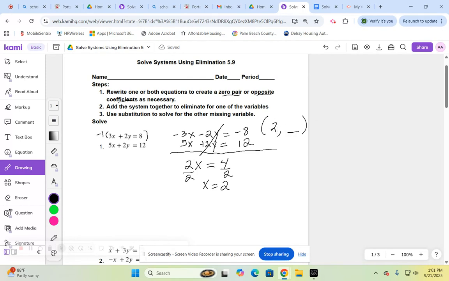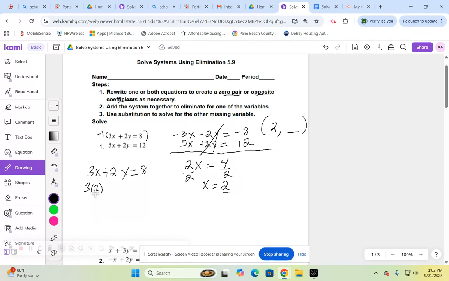But I still need to find the value of y. So to find y, I'm going to use the last step. It says use substitution to solve for the other missing variable. So I can replace x here with 2. I can use this equation or I can use this equation. It doesn't matter which one. I'm going to use the top one. We're using the original, 3x plus 2y equals 8. You could have used the bottom one. It doesn't matter. I'm replacing x with 2 here.